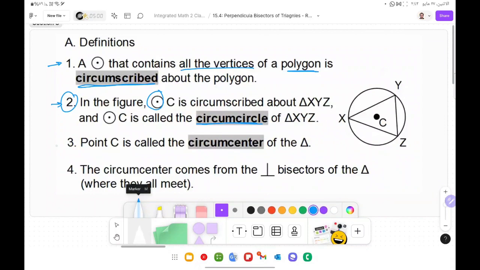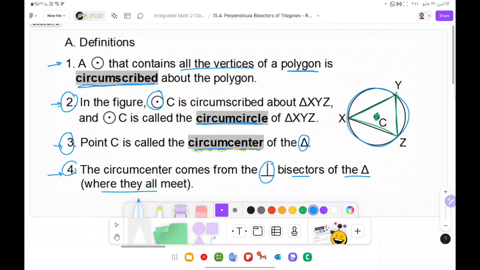Now how about number 3? Point C is called the circumcenter. So rather than saying C is the center, we can also say circumcenter, or you can just say center. Center or circumcenter, same thing, of a triangle. But why do we call it circumcenter? Because it's the center of the circle, and also the center of my triangle. That's why we call it circumcenter: it's the center of a circle and the center of a triangle.